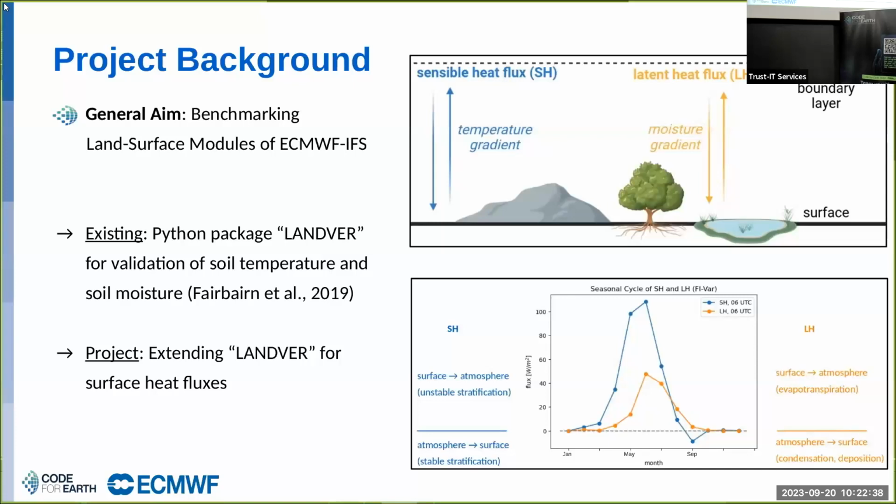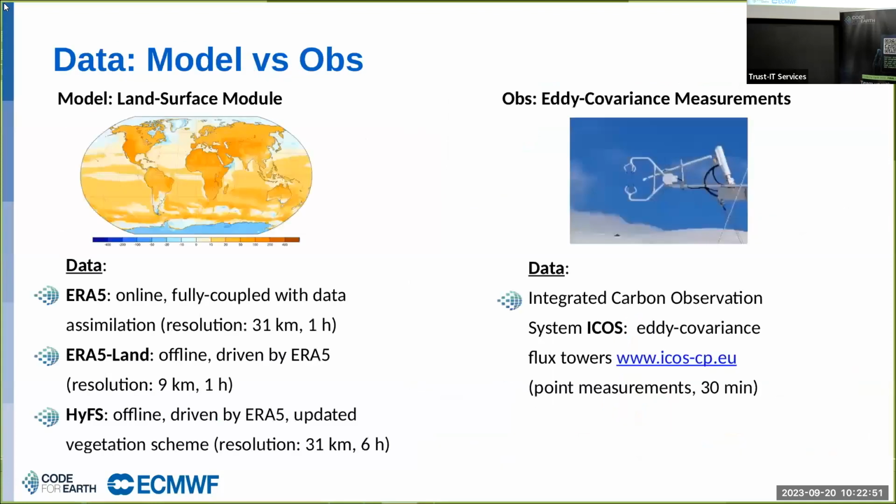And the status quo was that there's this Python package landware, which allows for validating soil temperature and soil moisture. And we wanted to extend this for the surface heat fluxes. And for this, we use model data and observational data. And for the models, we consider three different kinds.